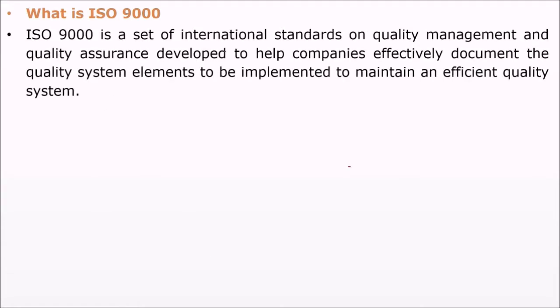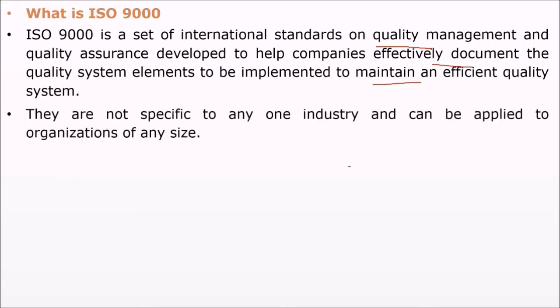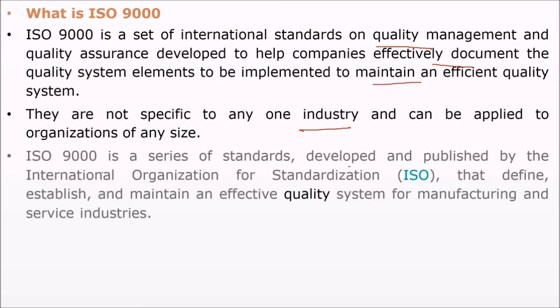So ISO 9000 is a set of international standards on quality management and quality assurance developed to help companies effectively document the quality system elements to be implemented to maintain an efficient quality system. They are not specific to any industry, and they are very generic, so they can be applied to organizations of any size. The ISO 9000 standards are a series of standards developed and published by the ISO, the International Organization for Standardization, that define, establish and maintain an effective quality system for manufacturing and service industries. And as I said, the latest is ISO 9001:2015.